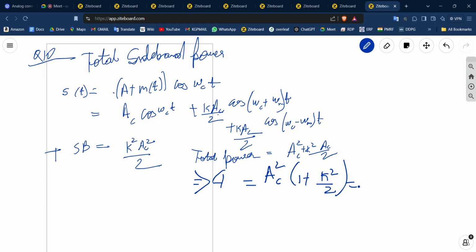And K square is given to be 0.85. So this is 0.85 square by 2 plus 1, 1.361. So 1.361 AC square. So AC square is simply 4 by 1.361.